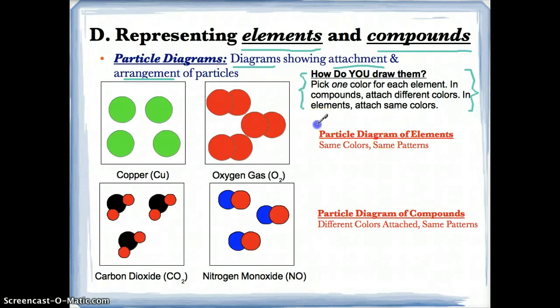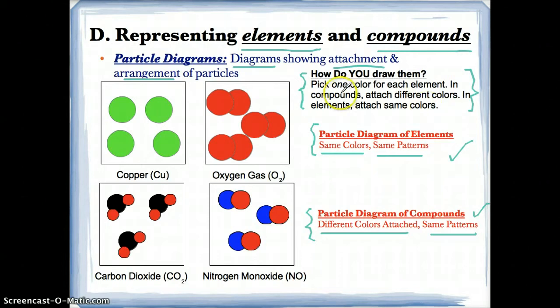But before we do it, let's review particle diagrams of elements and compare that to particle diagrams of compounds. Let's remember for particle diagrams of elements, you need to have the same colors and same patterns throughout. For compounds, you have to have different colors attached to each other, but the same patterns repeating throughout. That's how you know. Okay, there you go.